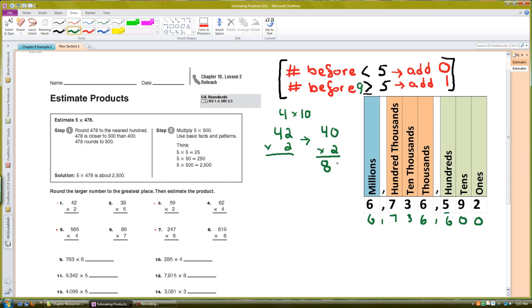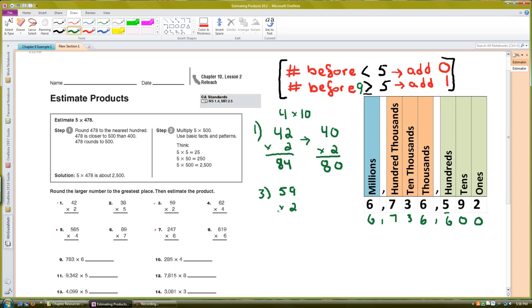So 2 times 42 estimated is about 80. Okay? Really, 2 times 42 is equal to 84. But 80, since we're estimating, is really close to 84. Let's take a look at number 3. Okay, let me just put number 1 here. We'll say number 3. This one is 59 multiplied by 2.